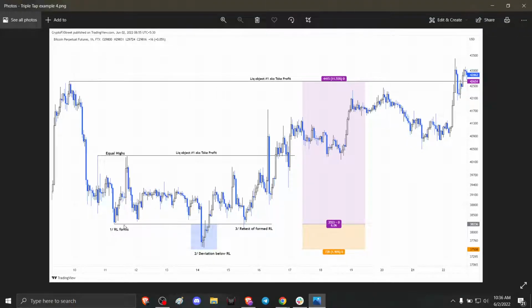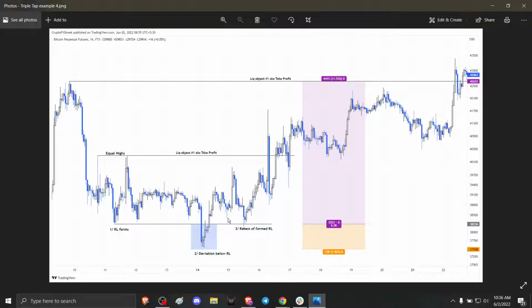In this case, start here, right? There's a range low that was formed roughly around the 11th, not sure what month this is. So range low was formed here, and then there was a deviation below the range low, and then a retest of the range low, right? So like I mentioned, you don't always get a textbook triple tap setup.